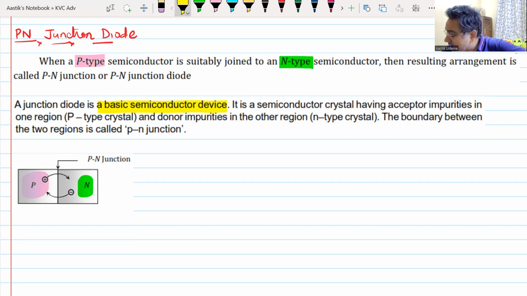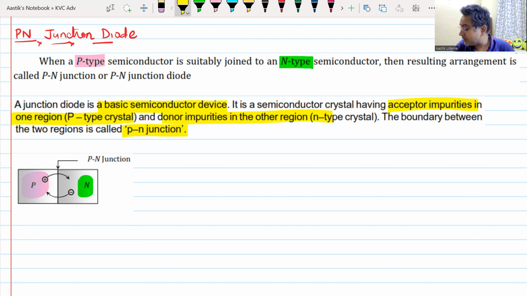It is a crystal having acceptor impurities in one region, P type, and donor impurities in the other region. The boundary between the two is, my dear friends, known as a P-N junction. So this is as simple as it gets.